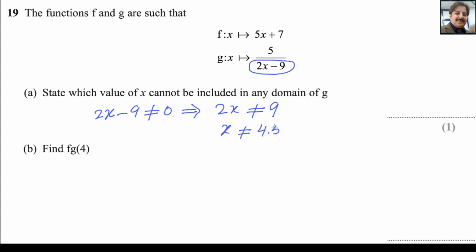We will divide by 2 both sides. So this answer is the answer for the first part, 4.5.